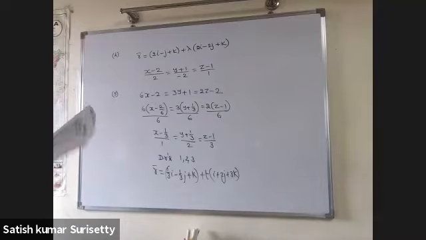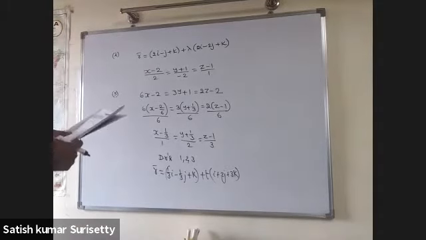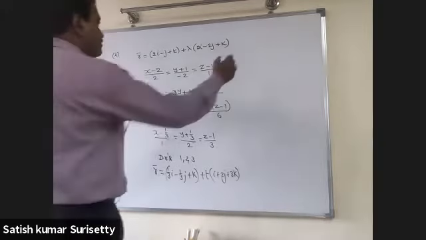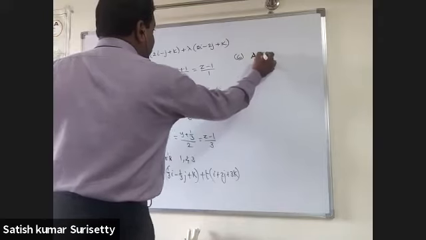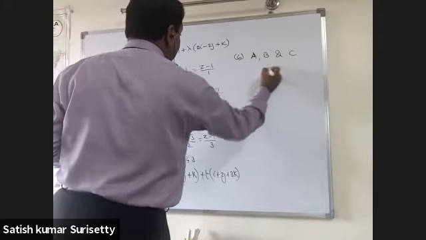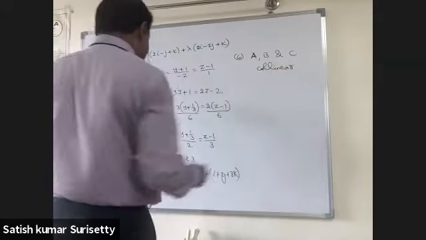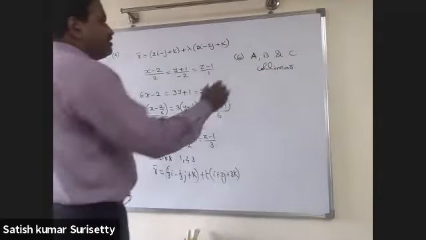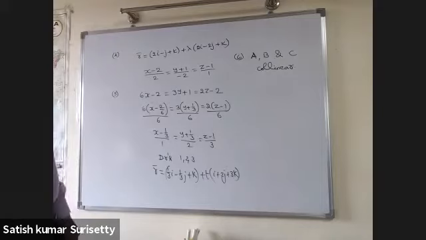Next. Show that the points whose position vectors are given are collinear. Now, how do we show that 3 points A, B and C are collinear? Not using the previous concept, but using the concept of straight lines only. Tell me, anybody. Direction cosines. Direction.